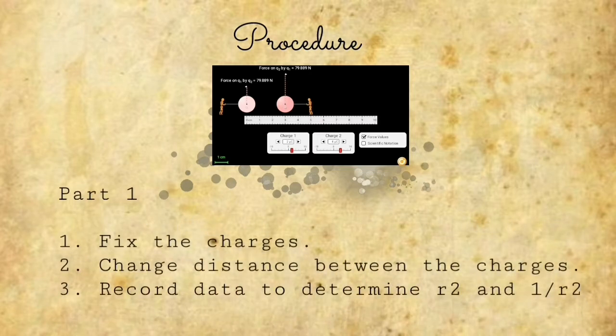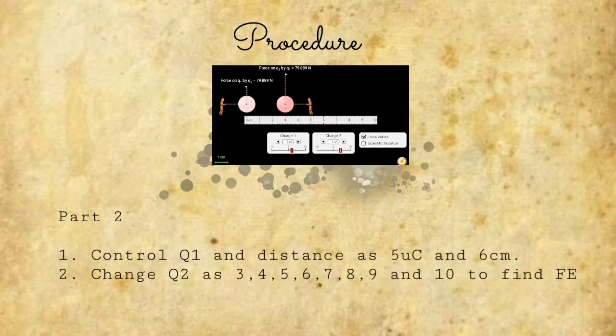For part 1, we are going to fix the charge first, and we have to change the distance between the 2 charges from 3 cm until 10 cm to find the relationship between distance and the electric force. Then, the data that we have, we should put into the table. For part 2, we have to set the distance between the 2 charges to 6 cm, and one of the charges is 5 microcoulomb. Then, charge 2 will be changed from 3 microcoulomb until 10 microcoulomb to find the electric force.